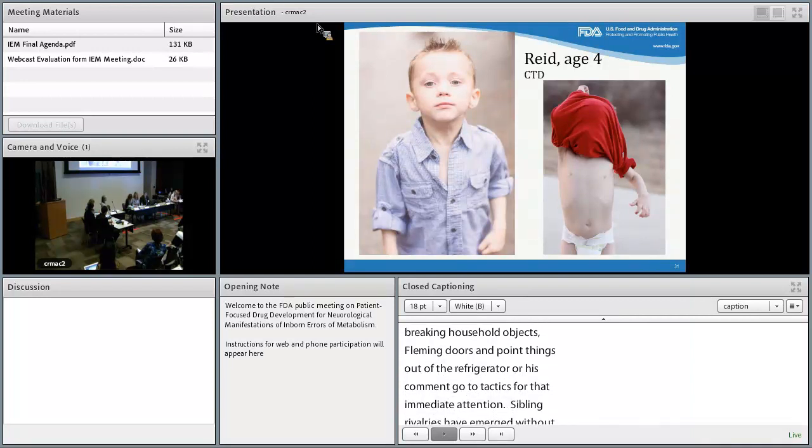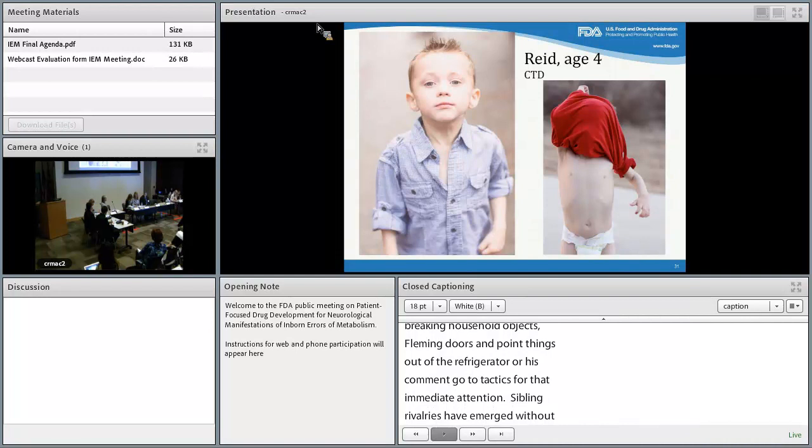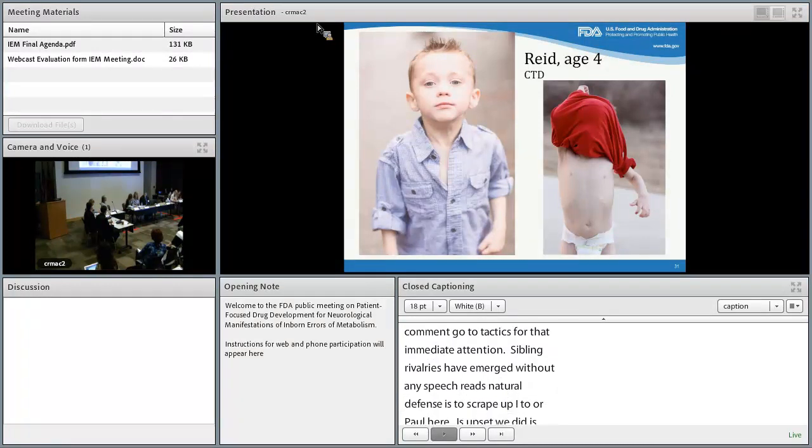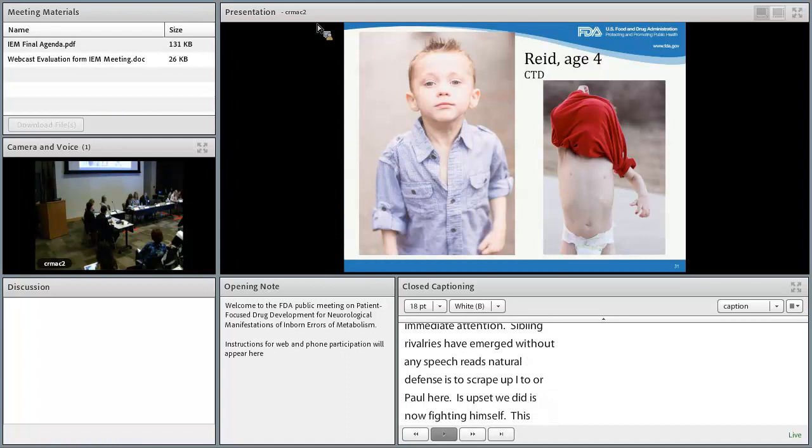Sibling rivalries have emerged, and without any speech, Reed's natural defense is to scream, bite, or pull hair. When he's upset, Reed's now biting himself. This leads to bruising and broken skin, but he just continues to use it as an outlet for his frustrations. As the parent of a special needs child, I fear for my son's safety.